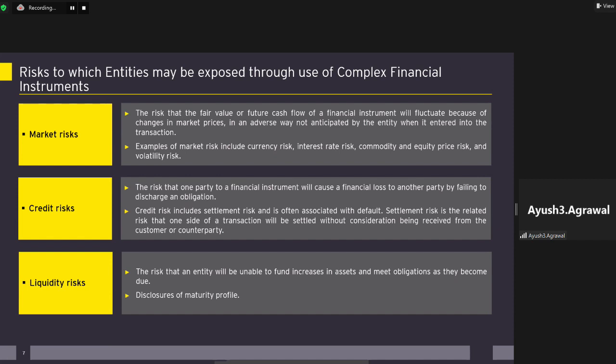Then liquidity risks. Liquidity risk means there is a risk of potential non-payment on the part of the entity, a potential liquidity risk in the future. The entity can increase their own exposure to borrowings, and hence there is an underlying liquidity risk. So in the case of a liquidity risk, the maturity profile of the related assets and the liabilities are required to be disclosed, which the auditor is required to vet.